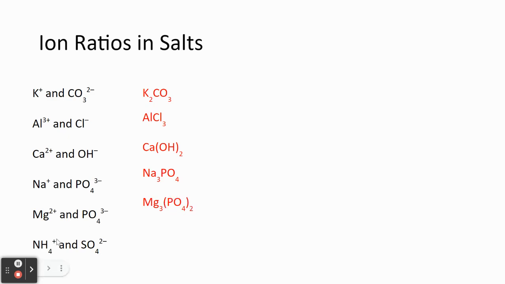For this one, we've got a +1 and a -2. So we crisscross the numbers and we get (NH4)2SO4. We want to show 2 NH4s and 1 SO4.